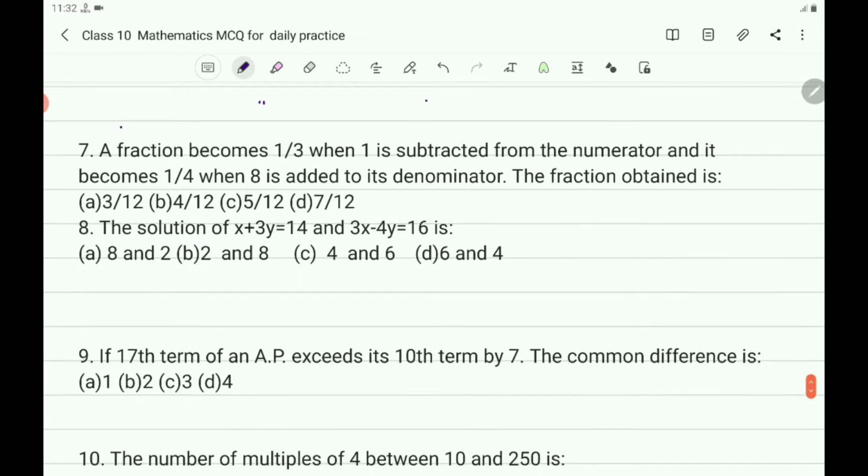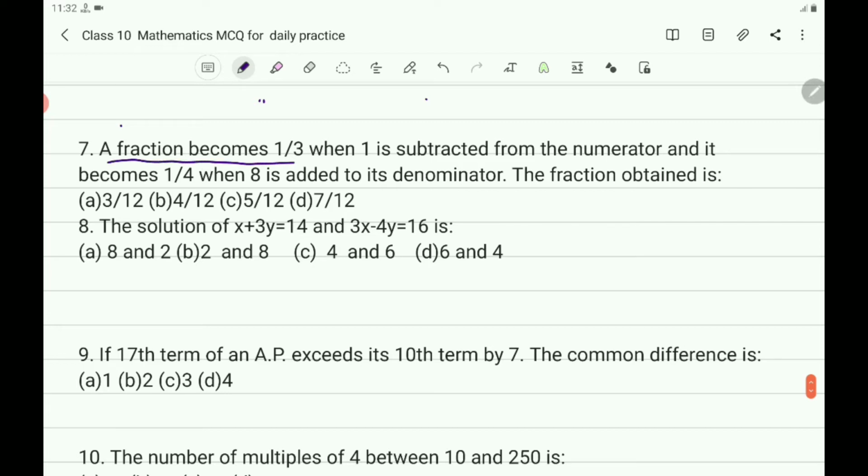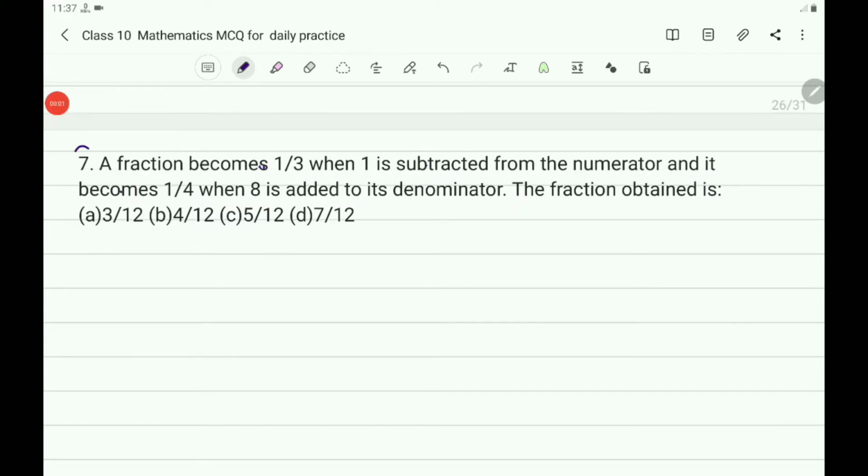Next you take the seventh question. A fraction becomes 1 by 3 when 1 is subtracted from the numerator, and it becomes 1 by 4 when 8 is added to the denominator. The fraction obtained is. Here let us take the fraction as x by y.